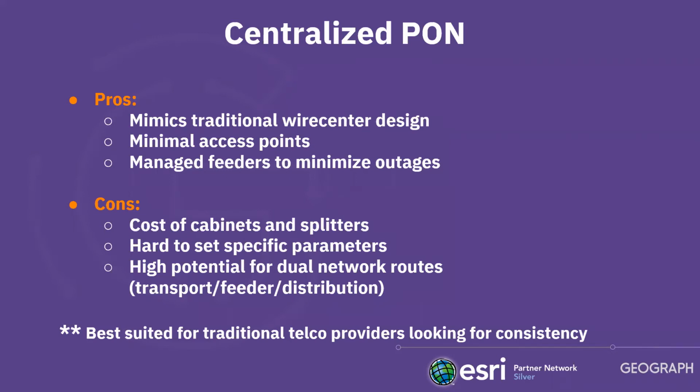Also, high potential for dual network routes. And so what I mean by that is you're going down a road or a pole line out to a feeder for an FTTH cabinet. It is potential that route could carry transport fibers, feeder fibers, as well as distribution fibers, all within that one route. And so again, you have a larger potential for service disruption along those routes where you may have transport, feeder, and distribution.